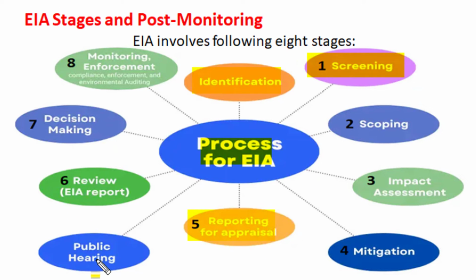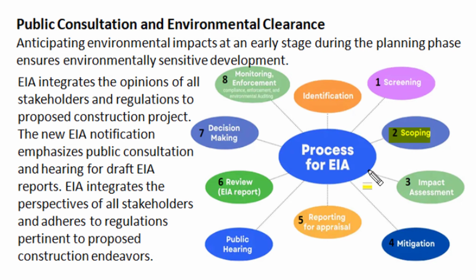Then review and public hearing, and as per the expert committee recommendation, an appropriate decision is made, and if the project is implemented, then monitoring and enforcement is also undertaken for that project. After scoping of the project, when all environmental impacts are anticipated and all mitigation measures are assessed at an early stage during the planning phase of the project, it will ensure a very environmentally sensitive development.